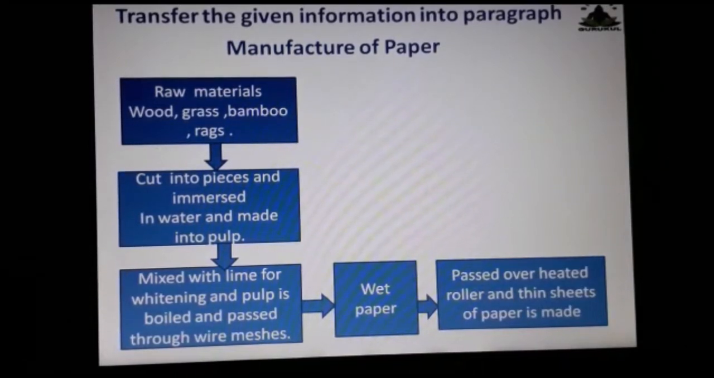Read the points. Raw materials: wood, grass, bamboo, rags, cut into pieces and immersed in water and made into a pulp. The next step is mixed with lime for whitening, and pulp is boiled and pressed through wire meshes. Next point, wet paper, and the last one is passed over heated roller and thin sheets of paper is made. Now here the information is given to us in a flowchart form. Now we have to convert it into a paragraph.